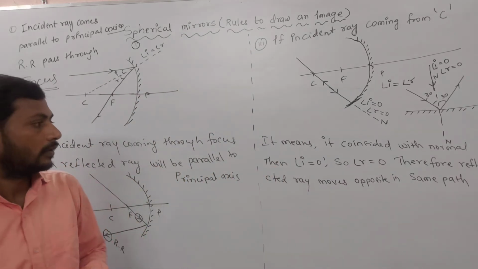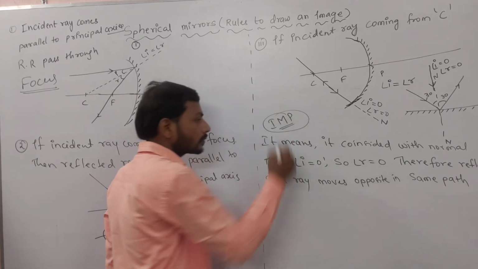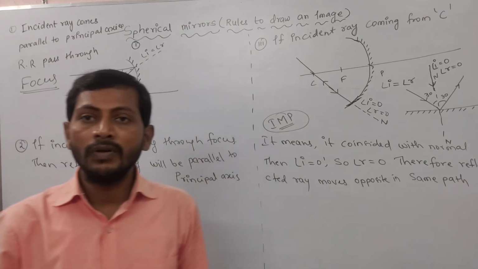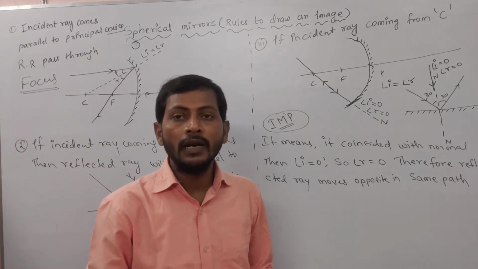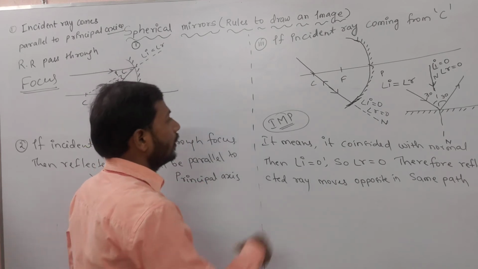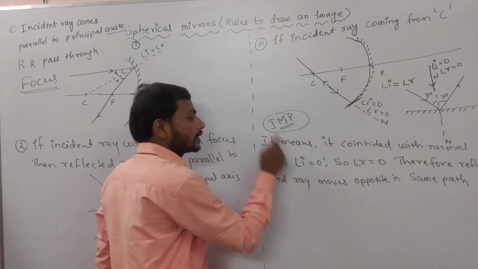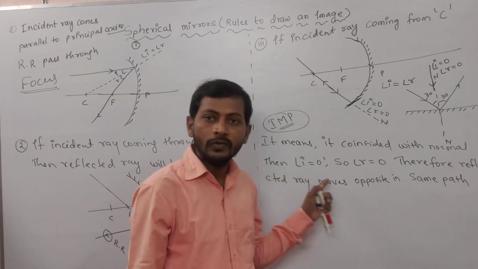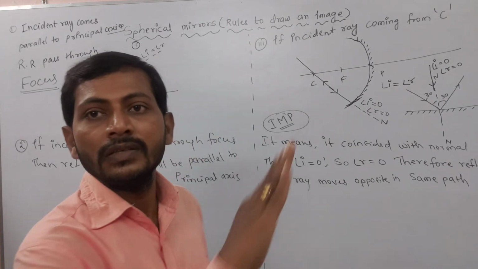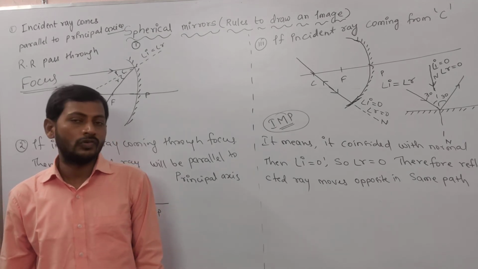Very, very important. You should keep, I am writing here, important. In tomorrow's examination, they will ask a question like this: when the incident ray is coming from the center of curvature, why will the reflected ray again pass through the center of curvature? You should write the answer: when it is coming from the center of curvature, it is nothing but coming along the normal. When it is coming along the normal, angle I equals 0, then automatically angle R equals 0, then the reflected ray will move in the same path, in the opposite direction. This is the answer for that question.